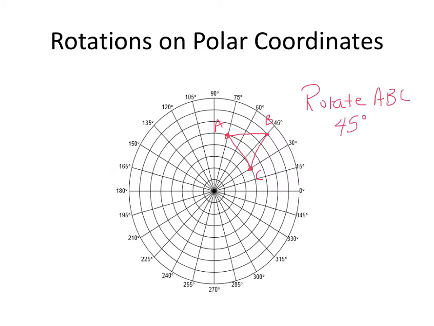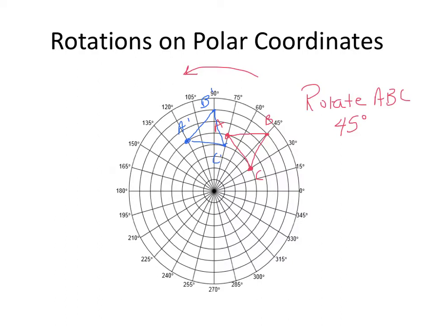Now, positive 45 degree rotation is going to be in this direction, okay? So I'm going to head to the left here, 45 degrees. So 15, 30, 45 means I'm moving 3 radial degree measurements over. So A prime would be here, B prime would be here, and C prime is here, okay? So that is the same triangle, it's just rotated a little bit, okay?